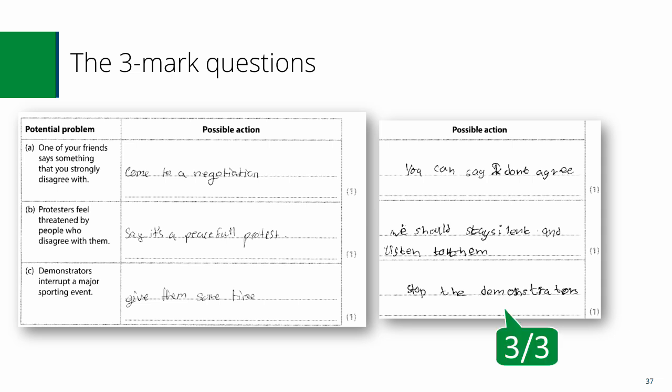Well, this item was awarded 3 out of 3 because the 3 statements clearly related to what we'd asked them. They're not very sophisticated or detailed, but they do enough, particularly at this age, to gain the credit. One of your friends says something you disagree with. How do you respond? Well, you can say, I don't agree. That's fine. It's a logical response to what we've asked them. There's understanding of the question posed.